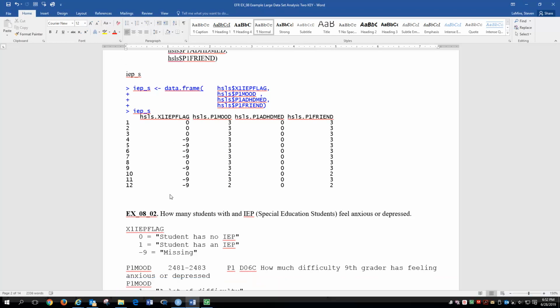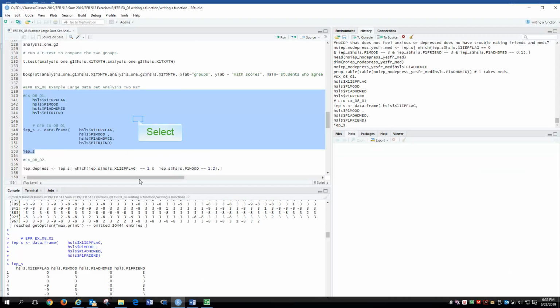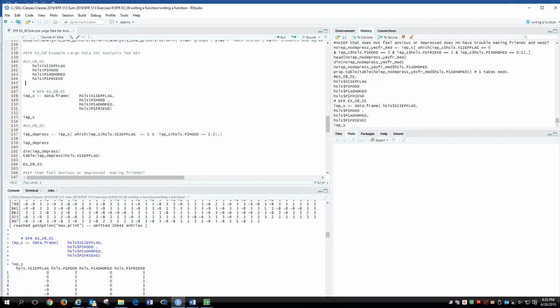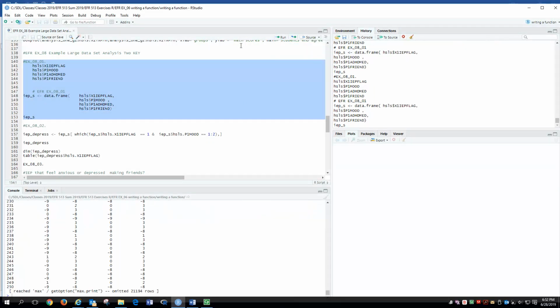So coming in R, what that looks like is I'm just going to block this and run that. And we see we get the data frame underneath. No errors. We see the -8s, -9s in there. That's okay right now. I've called it IEP_S.